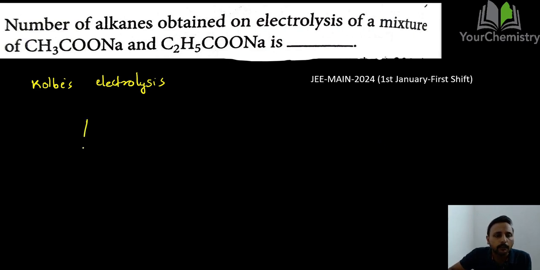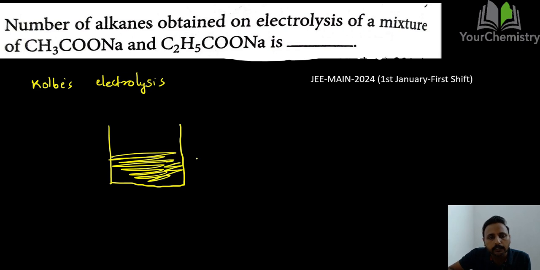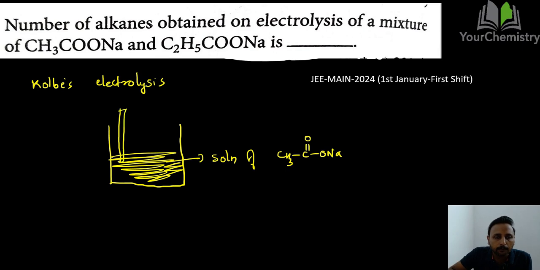What does it mean? For example, suppose I am taking a solution of CH3COONa. What is this? It is the sodium salt of acetic acid, right? So it is a salt of monocarboxylic acid I have taken. Any doubt? Now this we connect with platinum electrodes. Why platinum electrode? Because that is an inert electrode which is connected with the battery.